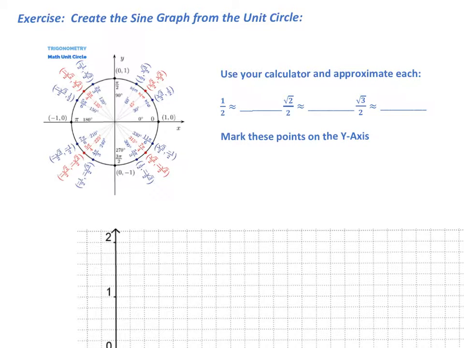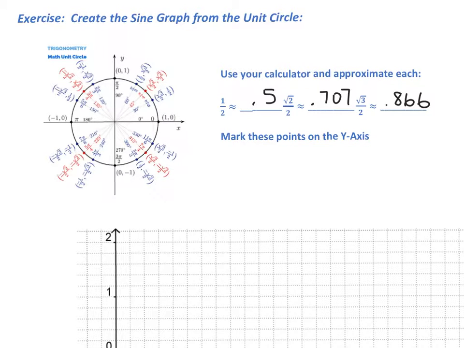All right, like I said, the first one, hopefully you don't need your calculator for. 1/2 is the same thing as 0.5. What's root 2 divided by 2? 0.707. And root 3 divided by 2? 0.866, or 0.87, depending on what you rounded to, right? Okay?